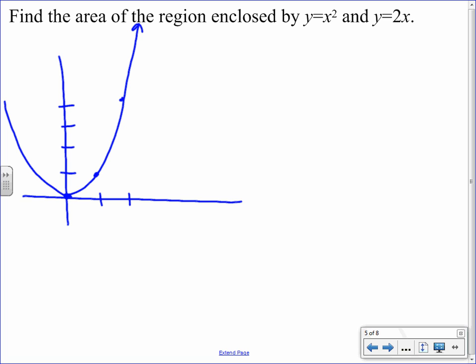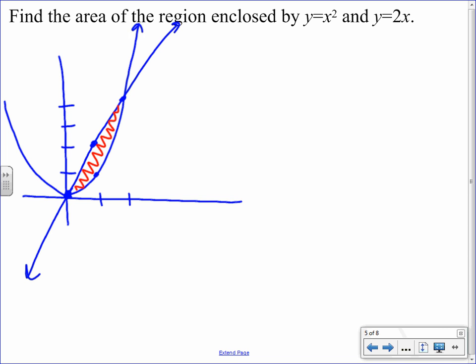Okay. And then y equals 2x. Y-intercept of, slope of... Okay, so we want the area enclosed by these two graphs. All right? Which means we're talking about this area right here. Now we were lucky and we're able to tell from our graph where these two intersect. However, if you are not sure, what could you do?